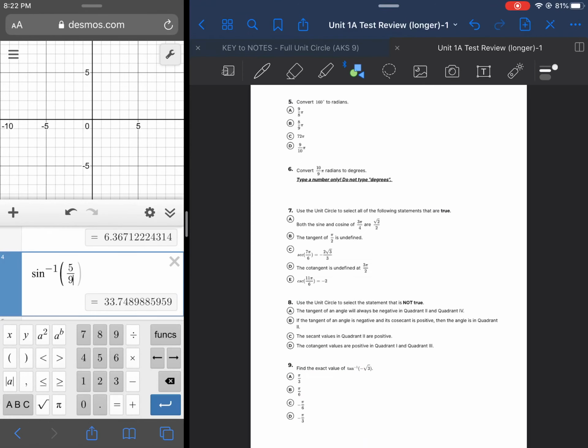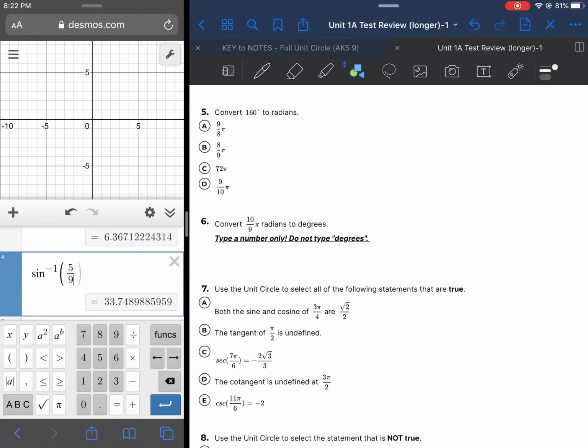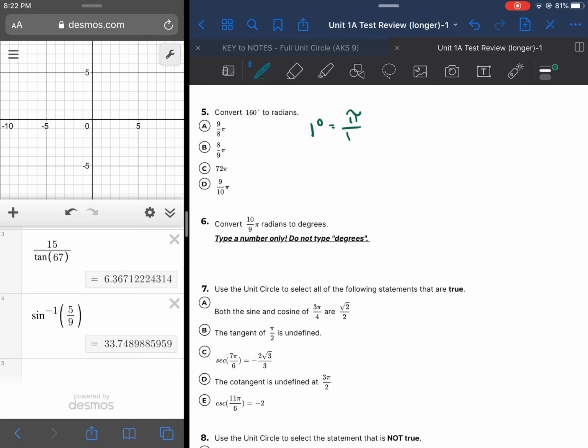All right, so there's page 1. Moving on to number 5, we want to convert 160 degrees into radians. So let's recall that 1 degree is equal to pi over 180 radians. This is one of the formulas that we had in our notes. So to convert 160 degrees, let's take 160 and multiply it by pi over 180.